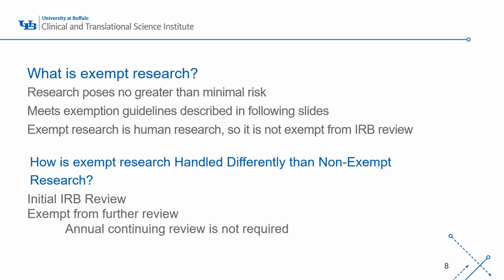For the IRB, how is exempt research handled differently than non-exempt research? The initial IRB review process is a little different, and also exempt research is exempt from further continuing review from the IRB. This means that you will not have to submit a continuing review every year as you would for expedited research or for greater than minimal risk research.